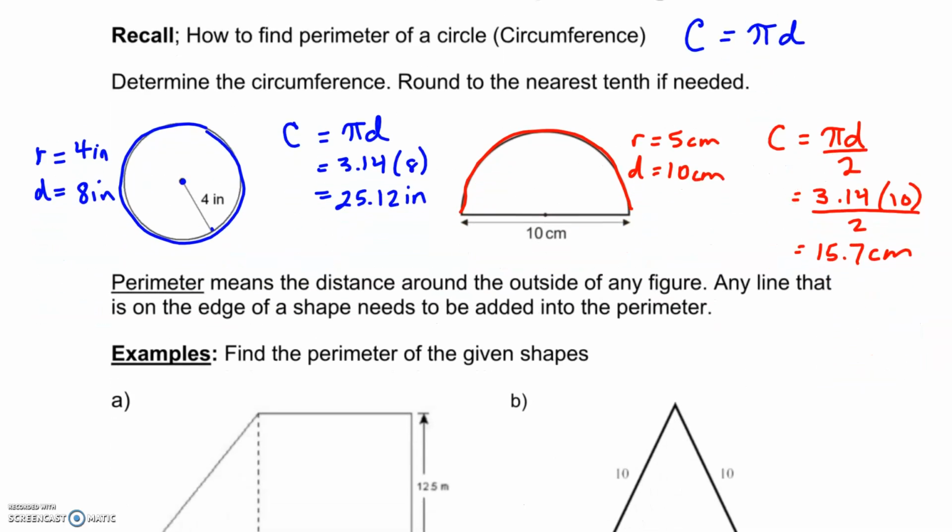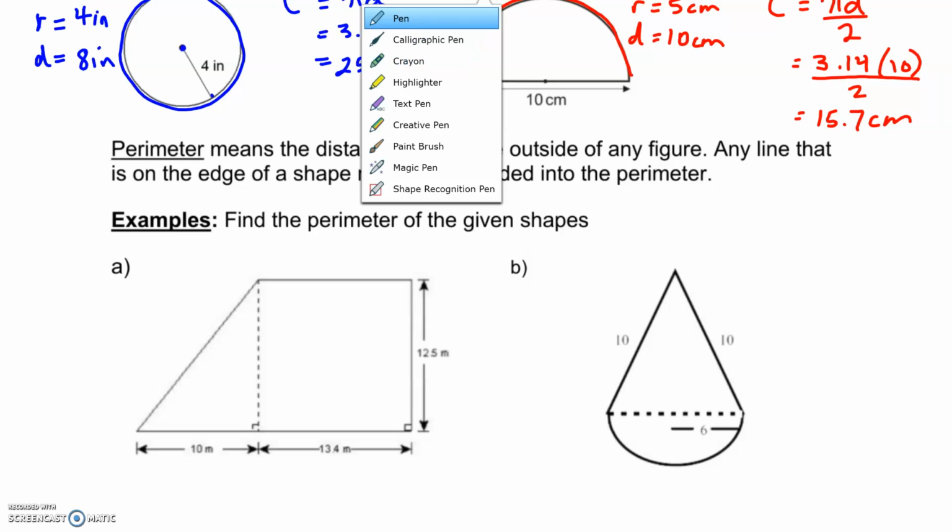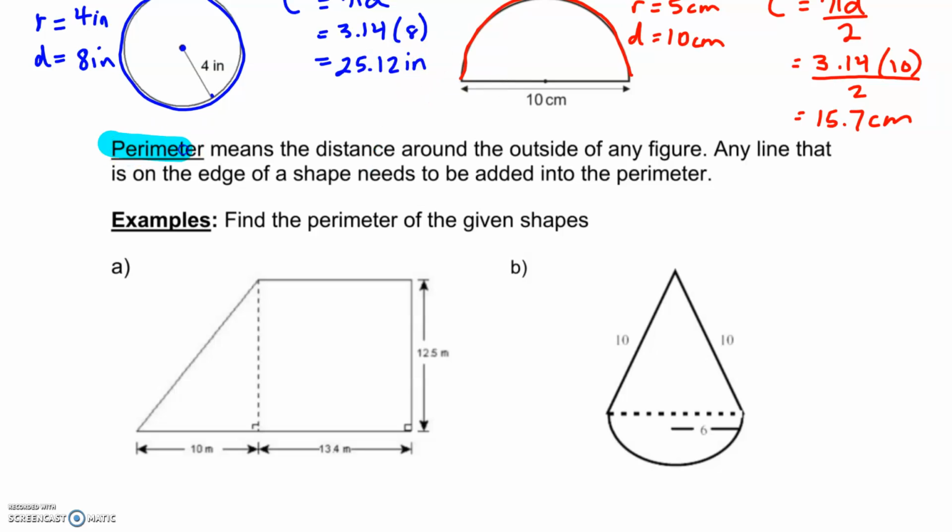So let's just go over that again, what perimeter is. I've been mentioning it, now we'll have it written down. Perimeter means the distance around the outside of any figure. Any line that is on the edge of a shape needs to be added into the perimeter. Okay, we're going to find the perimeter of the following shapes.